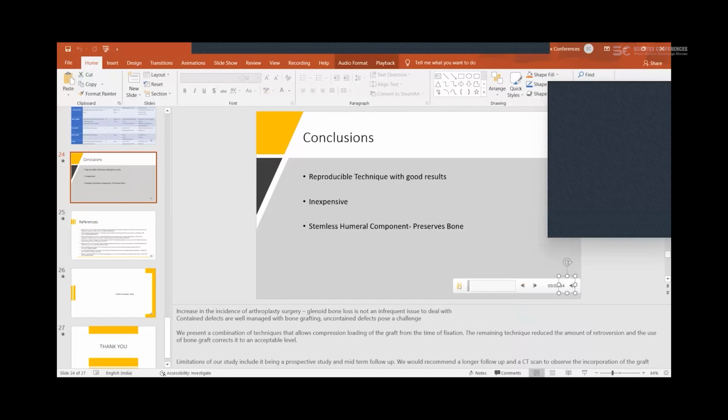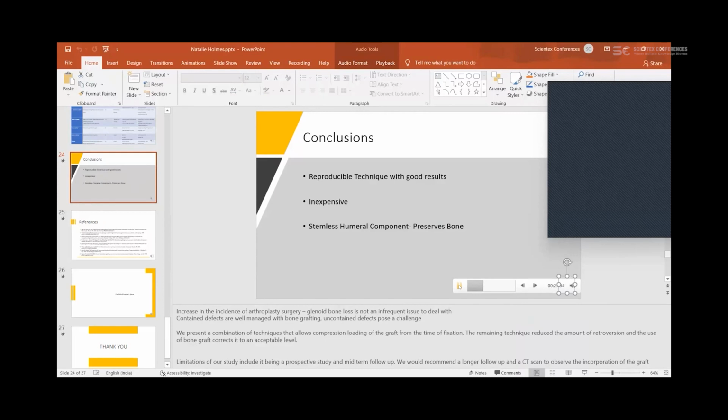In conclusion, there is an increase in the incidence of arthroplasty surgery, and we know that. And glenoid bone loss is not an infrequent issue to deal with, and can cause any further surgery to be quite complex. We know that contained defects are well managed with bone grafting, but it's actually the uncontained defects that do pose a technical issue.